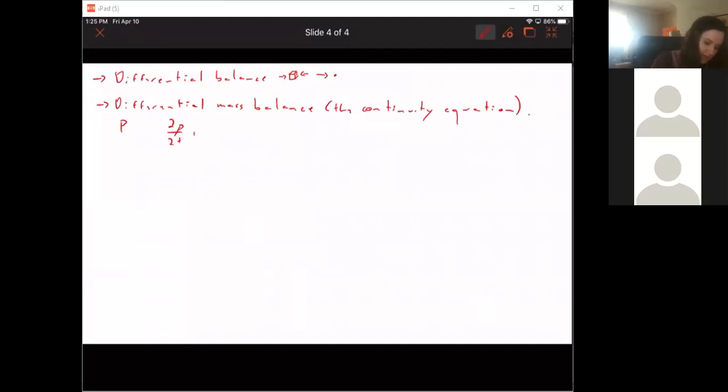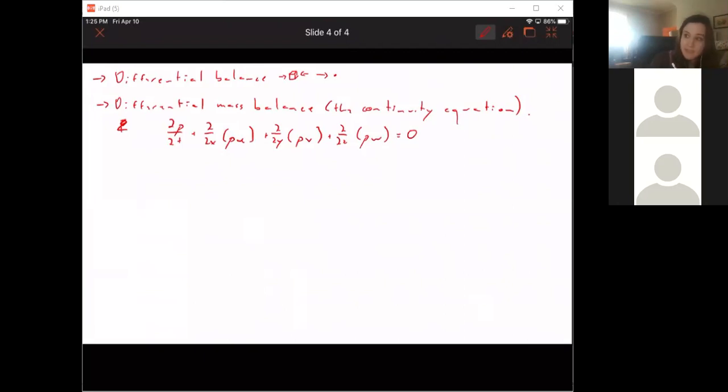Plus, and that's a U, that's a V. And that right there is a mass balance. All it's saying is that the mass that comes in has to equal the mass that comes out plus the change in density. That's what it says.